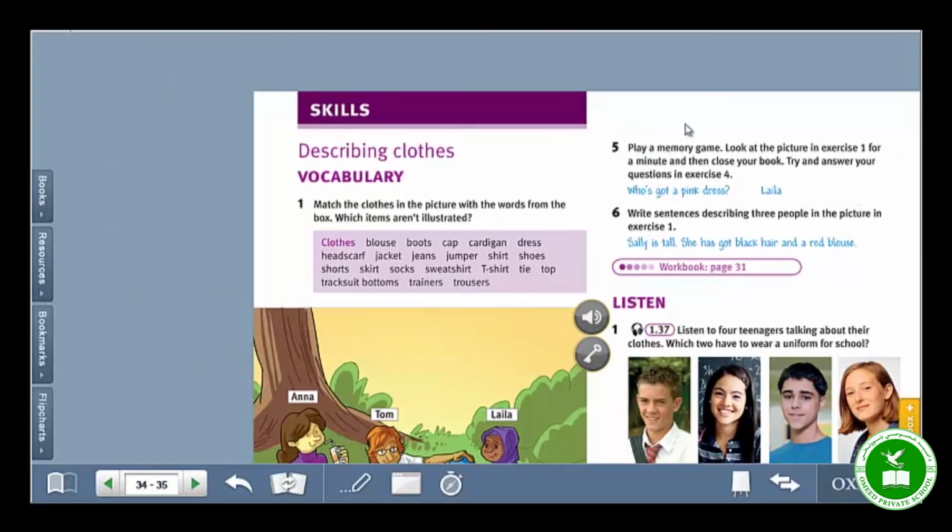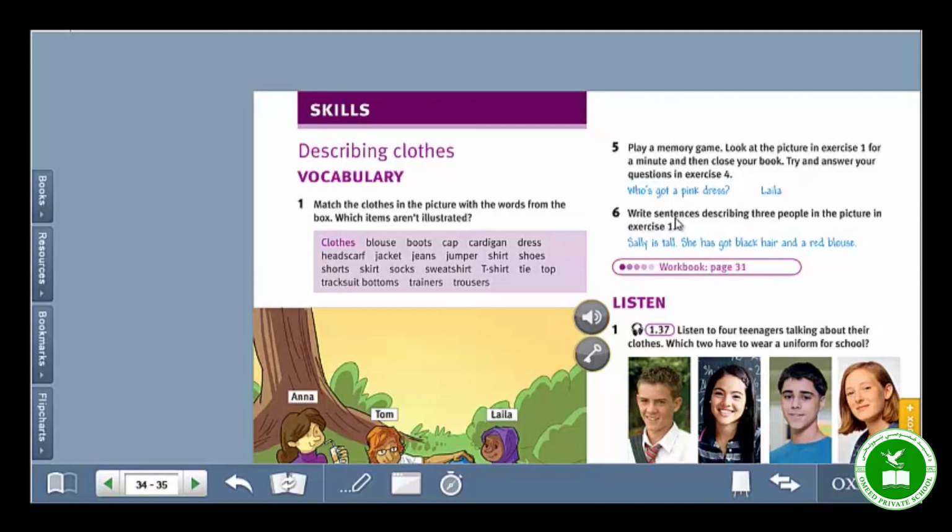So exercise 5, play a memory game. Okay, it's a game. Look at the picture in exercise 1 for a minute and then close your books. Try and answer your question in exercise 4. Who's got a pink dress? Lila, right? So look at that picture and then close your book and try to answer your questions.